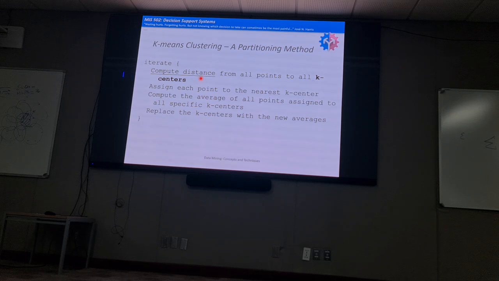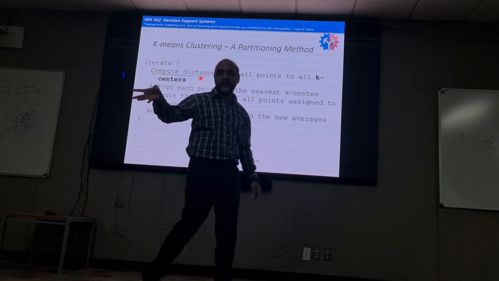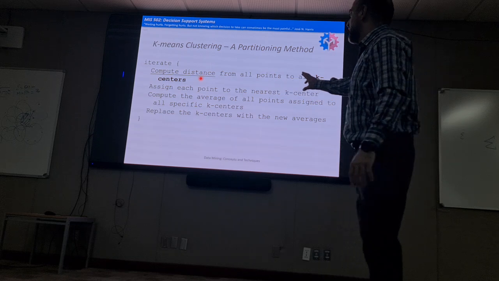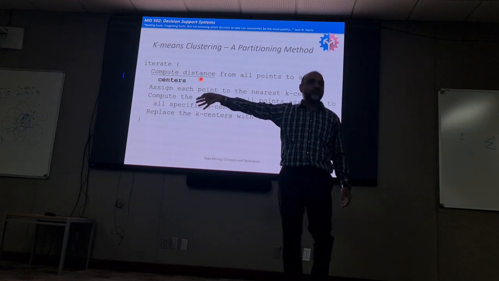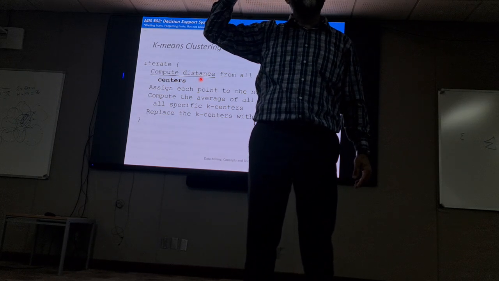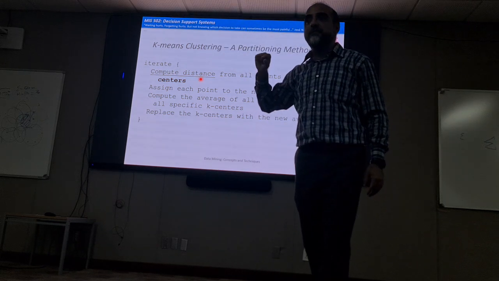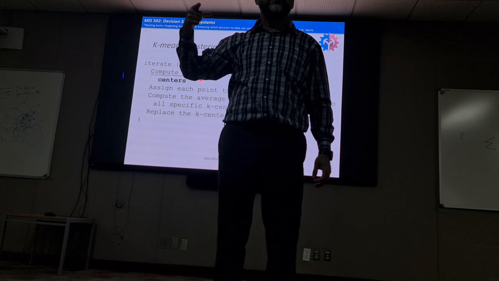And then compute the average of all points assigned to each specific k center. So I'll be doing this for all points. Some points will be assigned to one center and some points will be assigned to another center. Once this is done, the next step is to compute the average of all points: average of x, average of y, average of z. This will give you a new center. And then it says replace the k centers with the new averages. So the new average becomes the new center and then you repeat the process.